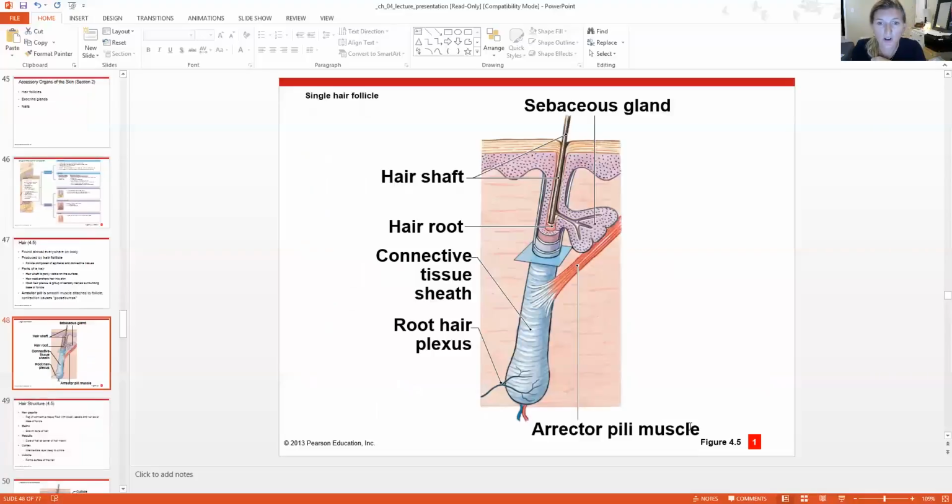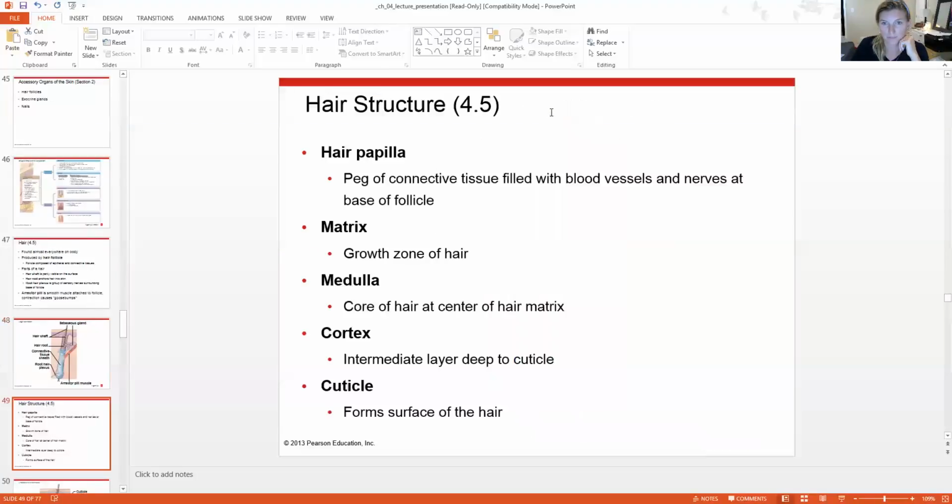There you see all of these structures together. The root hair plexus, that little nerve ending. You can see the sebaceous gland or oil gland that's associated with this hair follicle, and that's why our hair is oily. It's lubricated so it doesn't just dry out and crisp away. And the root goes into the dermis, whereas the shaft comes out of the epidermis.